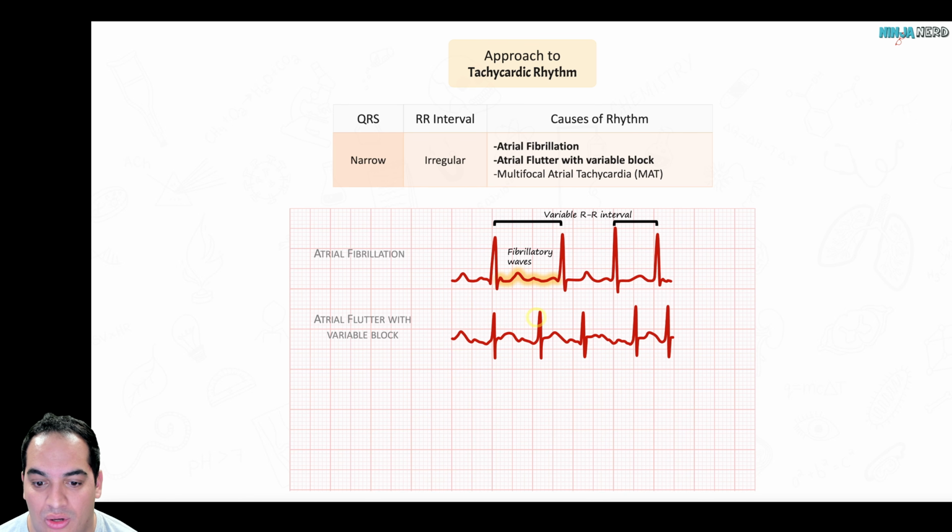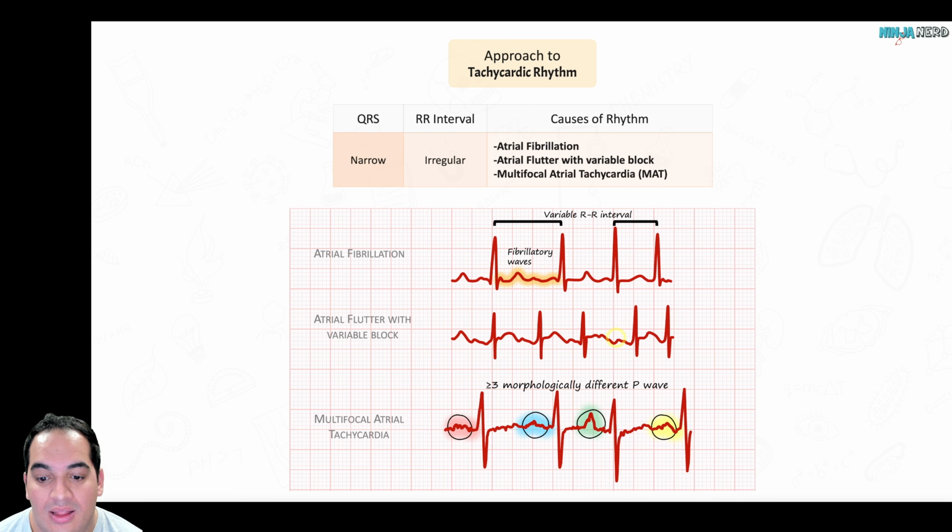So it's not the same. For example, if I looked at this R to R, this R to R, this one is completely different than this one. Again, no fibrillatory waves. I can definitely see that there are some sawtooth waves here, but they're not consistent. It's not always a 2-to-1. It could be a 2-to-1 with a 3-to-1, and that's where you get the variability and the irregularity of the R-to-R interval.